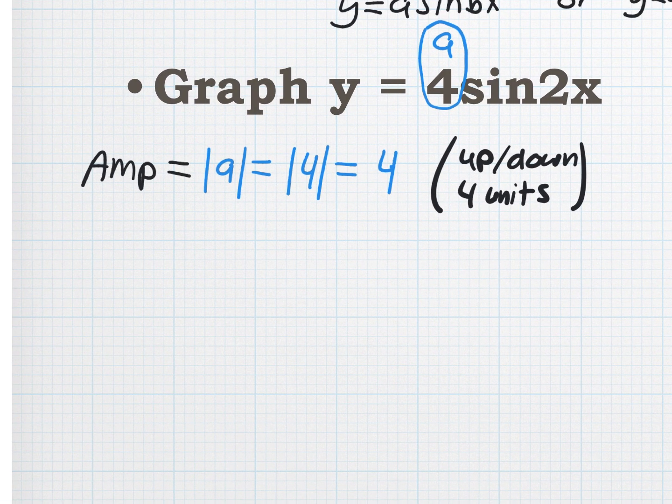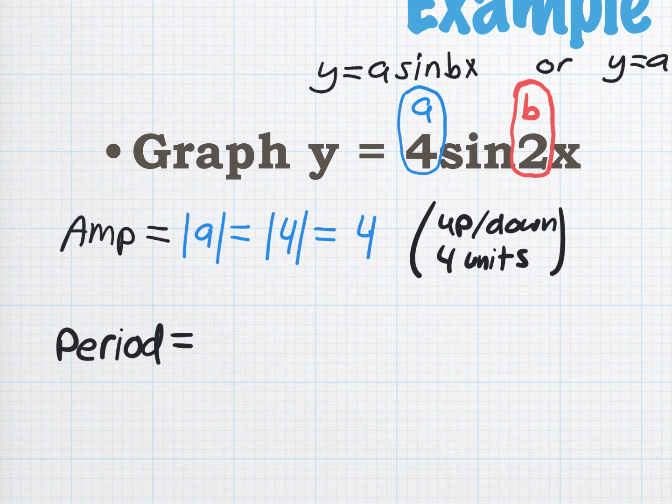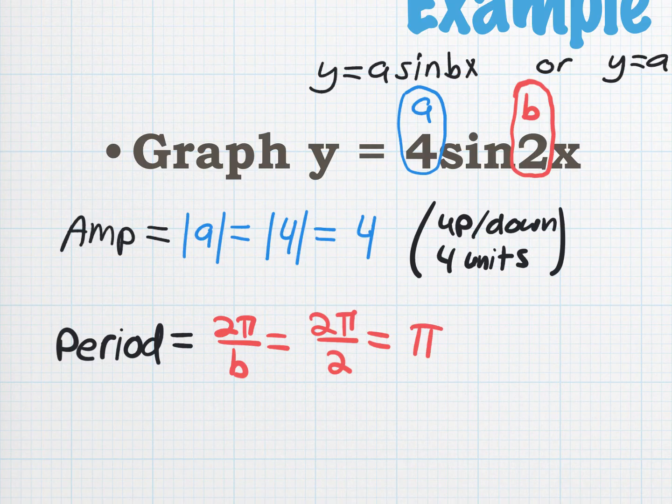The next important piece of information that we need is the period. What value gives us the period here? Right, the 2. B is going to help us get our period. If there's no number, you assume it's 1. Okay. All right. But your period here is always going to be 2 pi divided by b. So you're going to do 2 pi divided by 2, which I think we just did something like that. This is going to be pi.